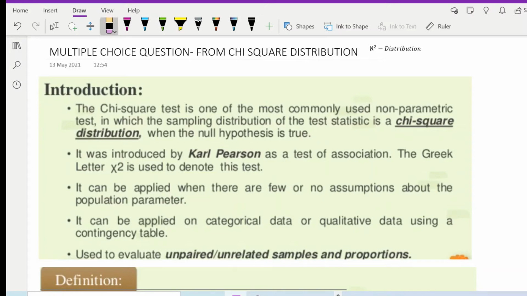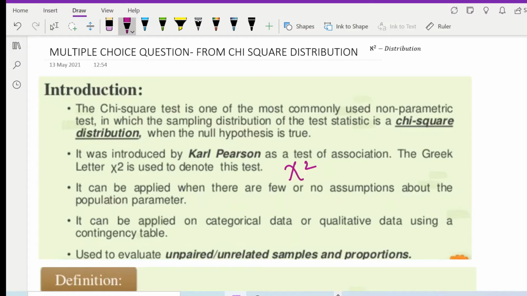In this video, we are going to discuss some multiple choice questions from chi-square distribution. Before going to the questions, let me give some basic description about the chi-square test and chi-square distribution. It is one of the most commonly used non-parametric tests in which the sampling distribution of the test statistic is a chi-square distribution when the null hypothesis is true.